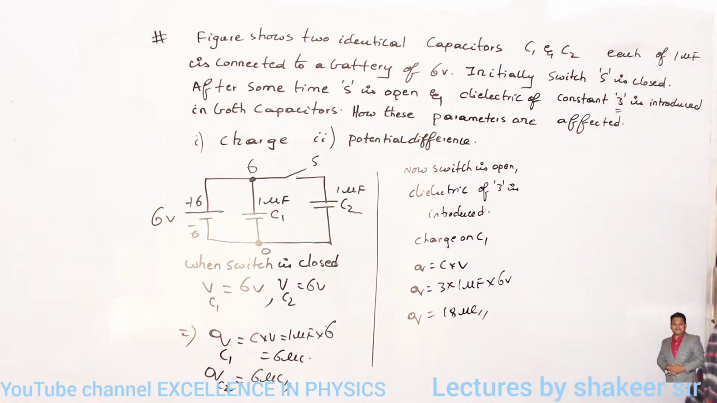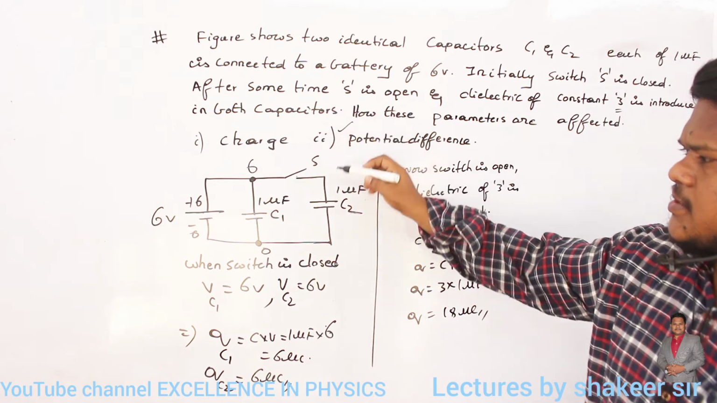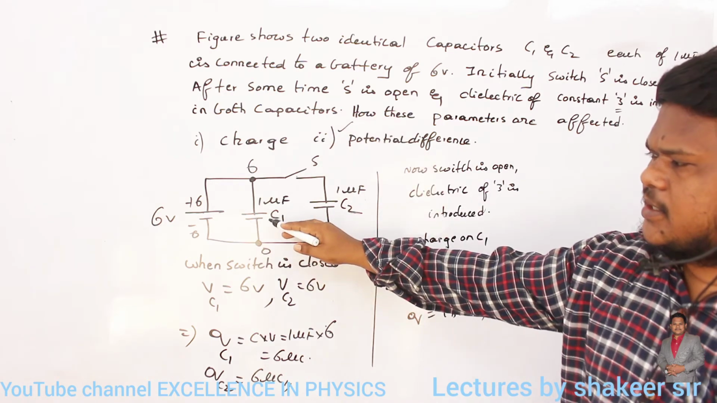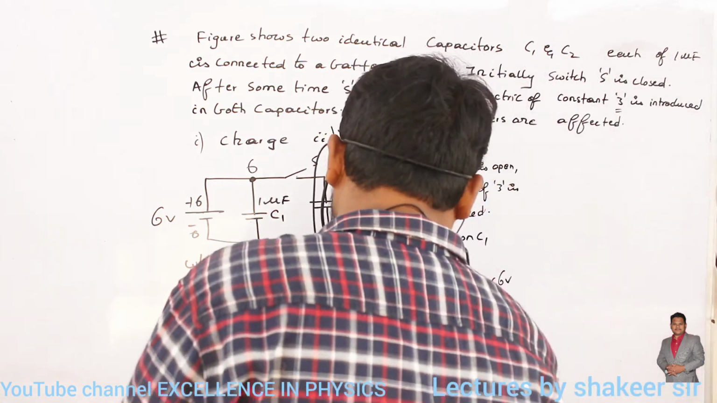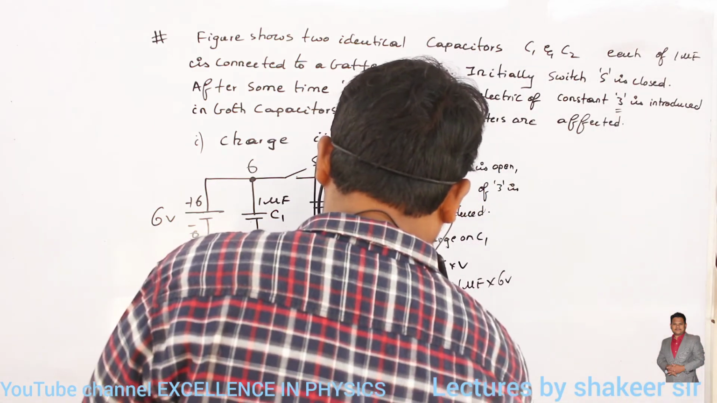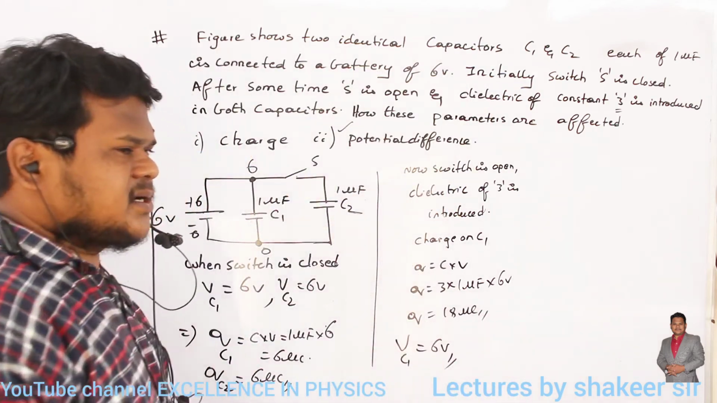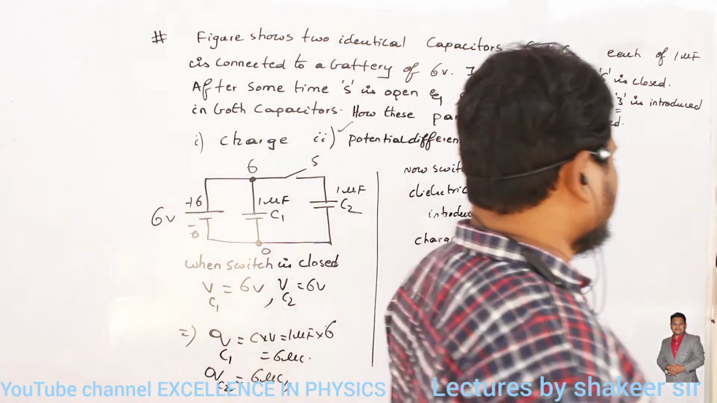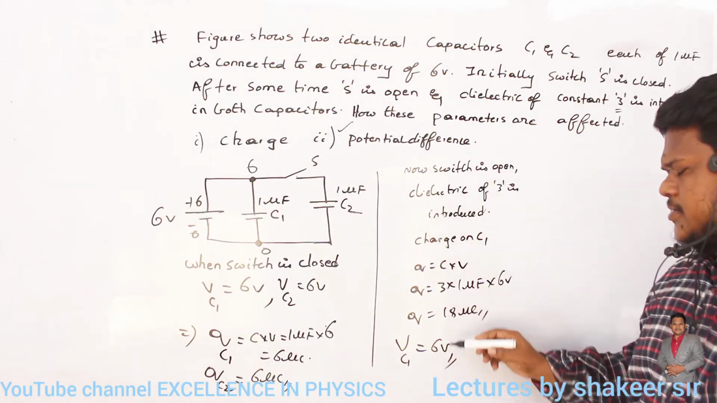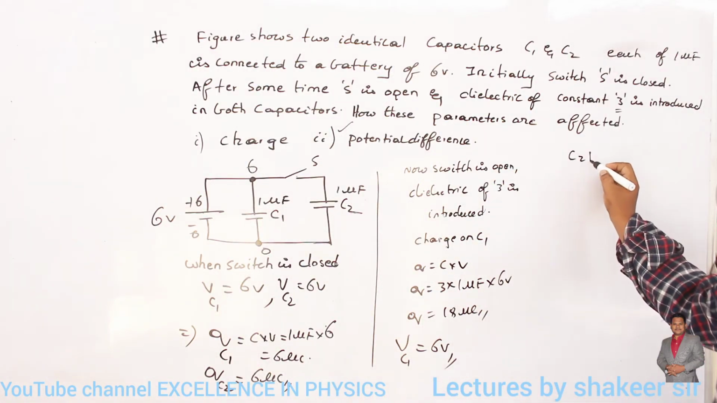Clear? Then what about the second question? The second question is asking about potential difference, no? Potential difference across C1 remains 6 volts only. So therefore potential difference across C1 is how much? It is 6 volts only, because it is connected to the same battery. Okay. Now what about C2? So this is the total discussion about C1. Now we are discussing C2.